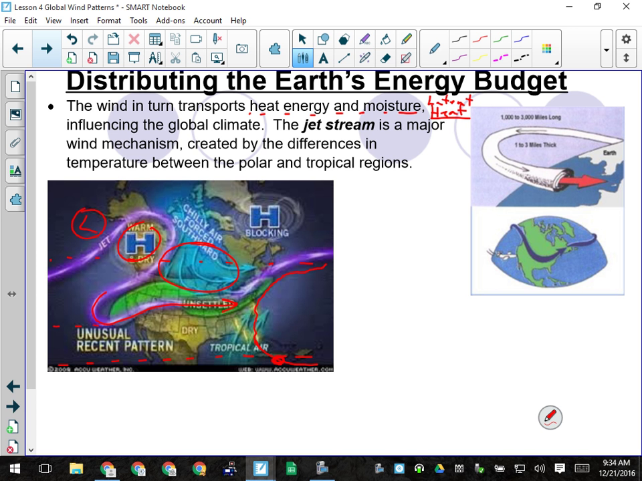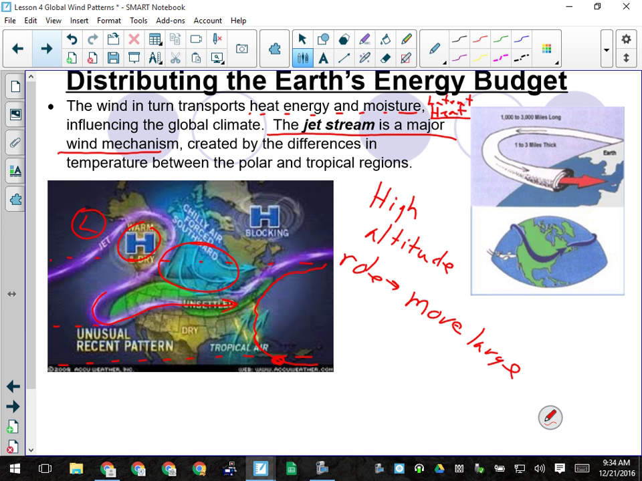All right, so what's the jet stream? A major wind mechanism, and it's at a high altitude. Its role: to move large air masses and latent heat.